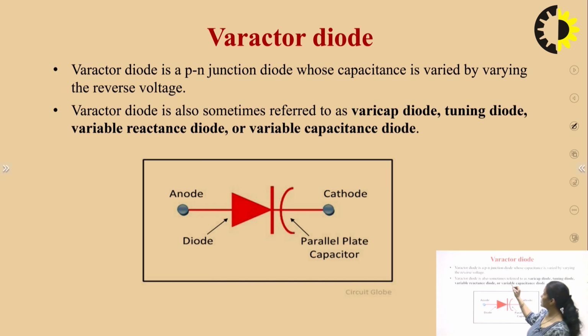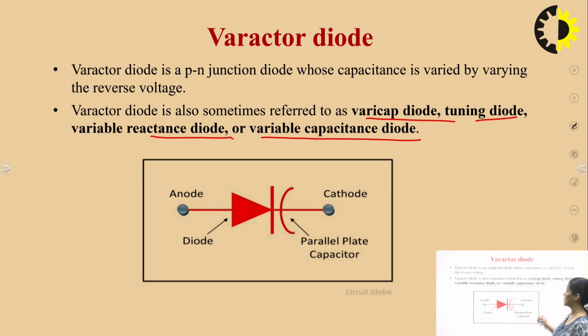So, the varactor diode is also sometimes referred to as the varicap diode, tuning diode, variable reactance diode, or variable capacitance diode. This is the symbol of the varactor diode. Here the parallel plate capacitor is being depicted. This is the anode and this is the cathode of a diode.